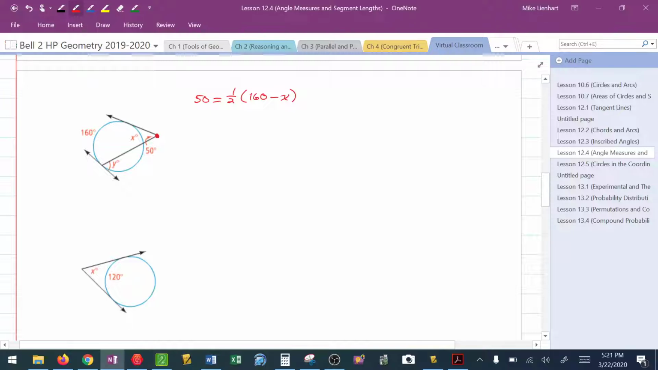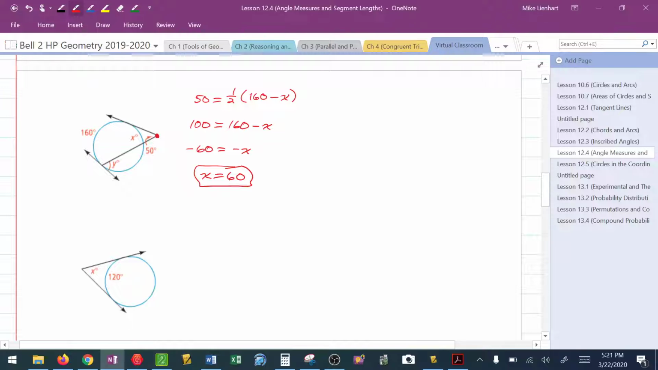Now, what I would recommend doing here is multiply the left side by 2 to make that 1/2 go away. So I've got 100 is equal to 160 minus x. Subtract 160, I get negative 60 is negative x, or x is equal to 60.